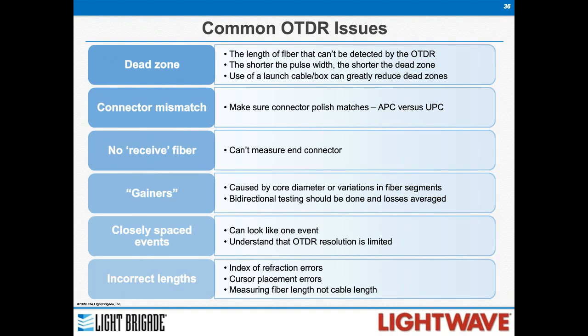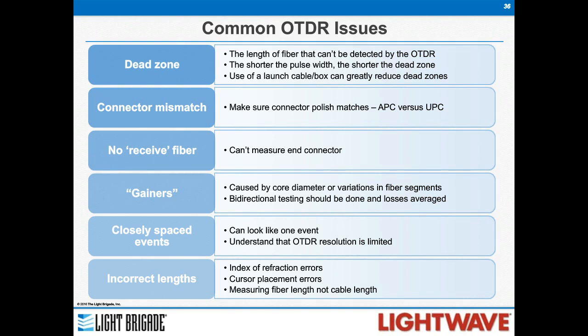Back to the OTDR issues: connector mismatch. Believe it or not, we see APCs mated with UPC. For those of you not so familiar with the technology, APC is angled physical contact and UPC is ultra physical contact, which is a flat face or flatter face. APC has an 8-degree angle, so if you try to mate those two connectors together, you're going to have both damage and loss. We try to make that harder. APC connectors are green in color. UPC tend to be blue or tan. So it should be a visual sign: if you see two different colored connectors, don't mate them together.